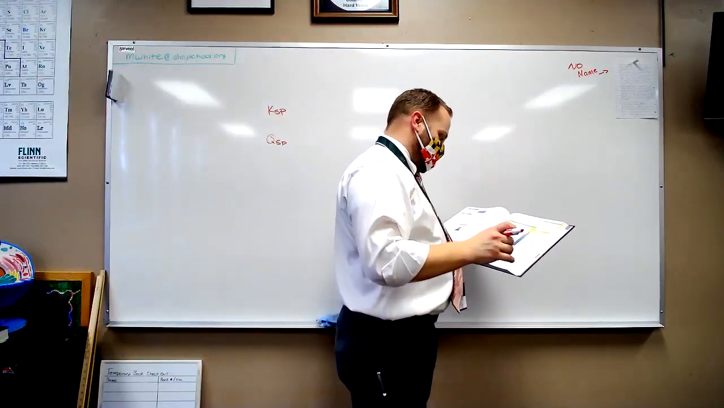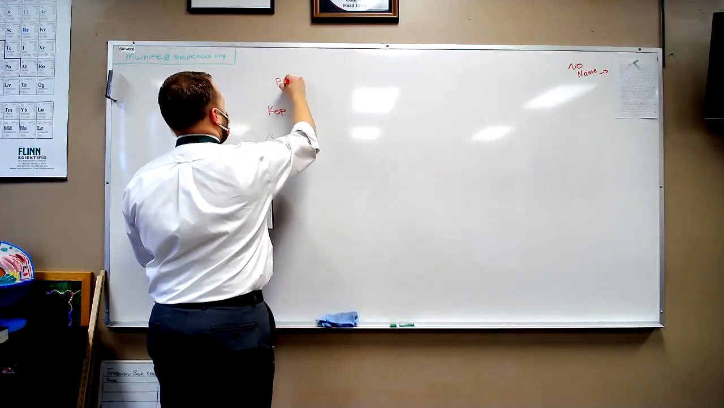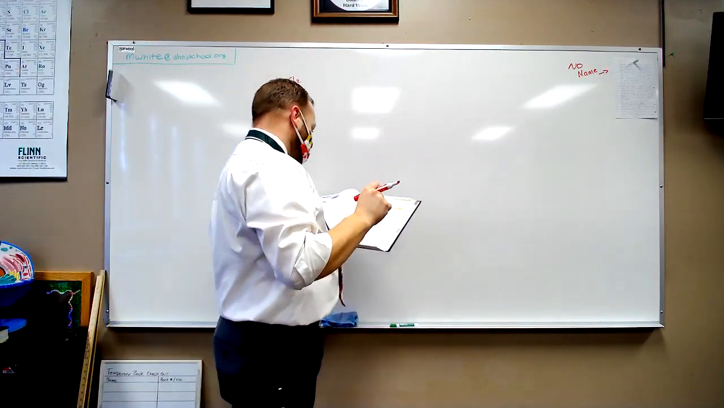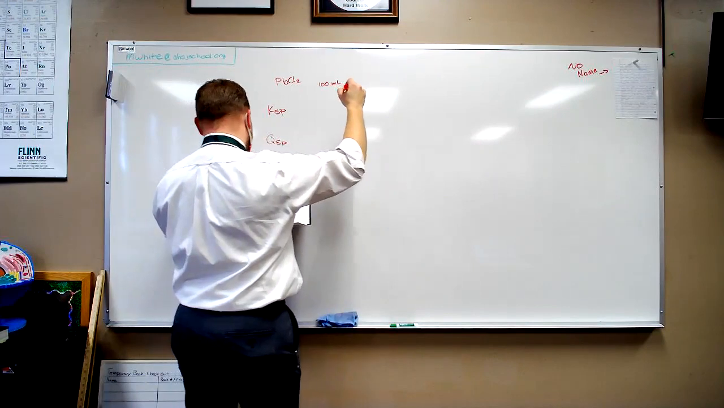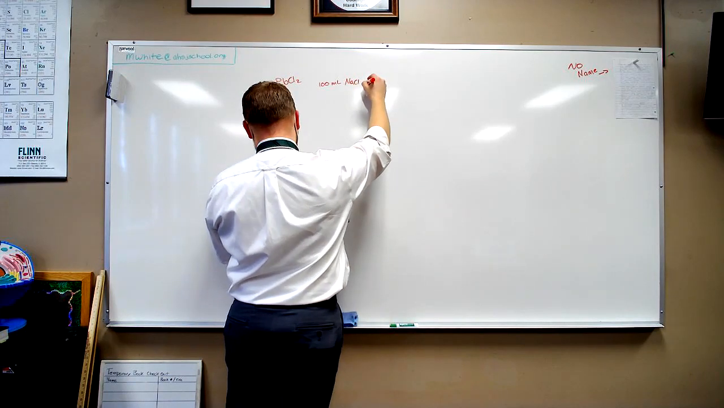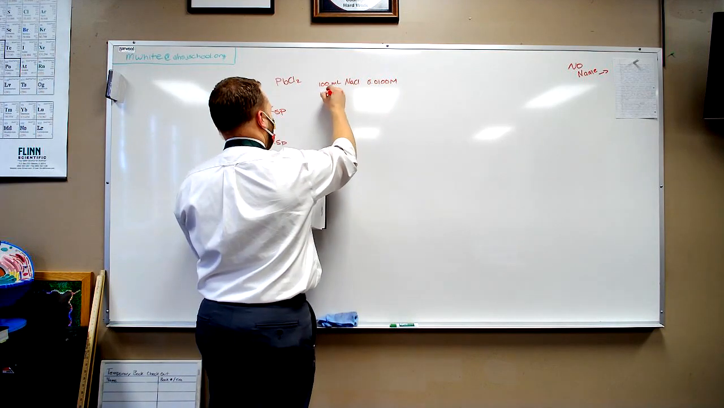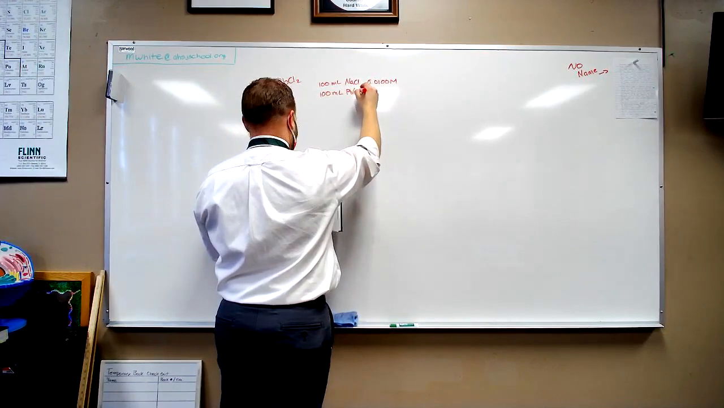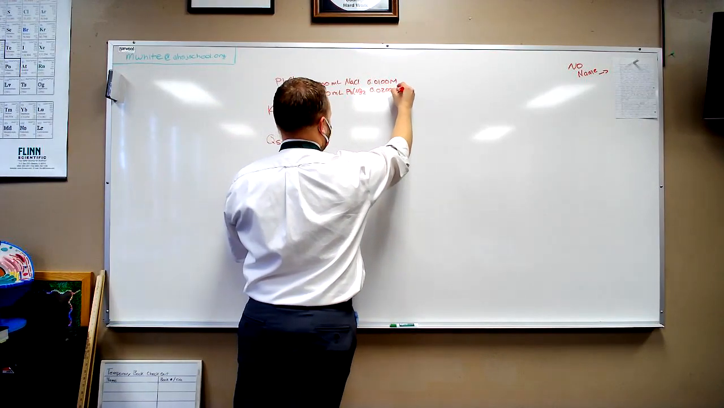Example problem 7. Predict whether a precipitate of lead chloride, so that's going to be important, we're looking for lead chloride, will form if 100 milliliters of sodium chloride solution at 0.0100 molar is added to 100 milliliters of lead nitrate at 0.0200 molar.